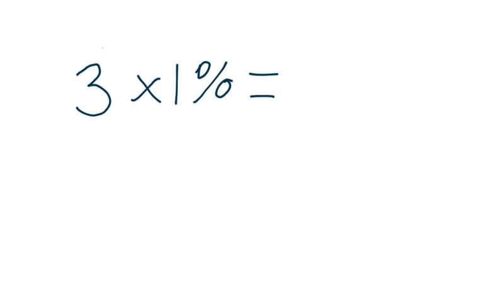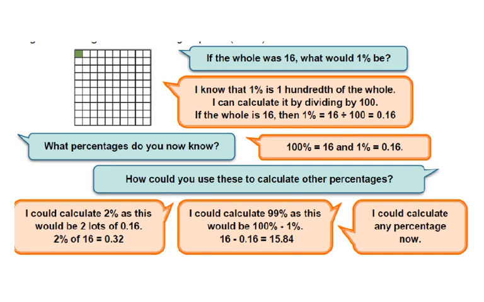So I will be moving my 3 two places to the right, which would give me not 0.3, but 0.03. So that's my 1%. Okay, so what we're going to look at now is this section down here, how we could use these to calculate other percentages.